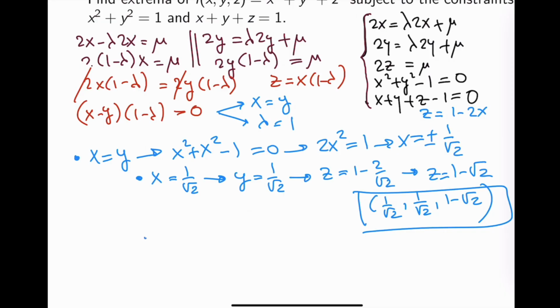We continue the method here. The other value was minus 1 divided by square root of 2. Well, we do the same in this case.